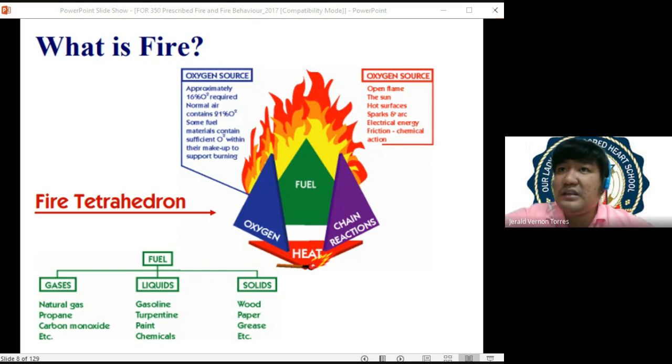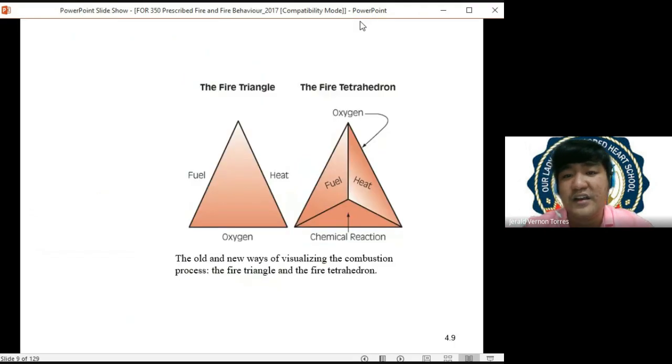Now, in order for this fuel to ignite, of course, we need heat energy. And this chemical reaction is made easier with the use of a catalyst, which is oxygen. So technically, the three are non-separable. And remember that once the fire starts, it's a series of reactions, a chain reaction. That is why we consider this fire tetrahedron.